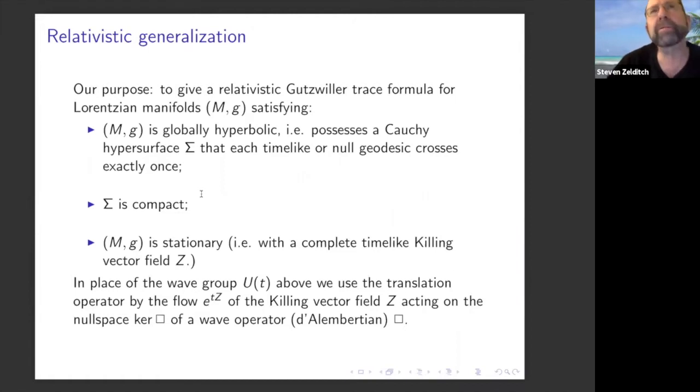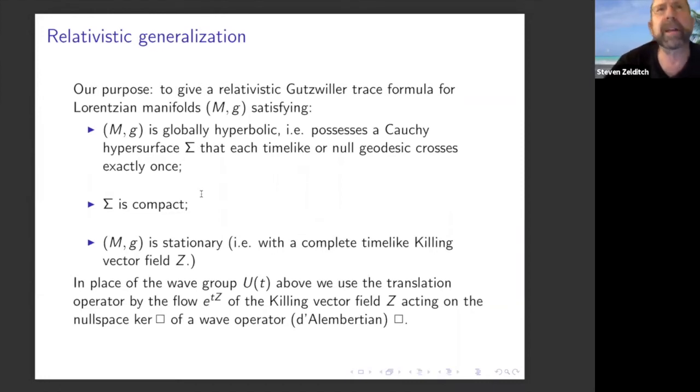We're also going to assume that the space-time is stationary. So that's a crucial definition. It's made in almost all texts on quantum field theory on curved space-times. It's really not understood how to do quantum field theory if you don't have a stationary space-time, for reasons that will become apparent. So stationary means that you have a time-like Killing vector field, Z, something like d by dt.